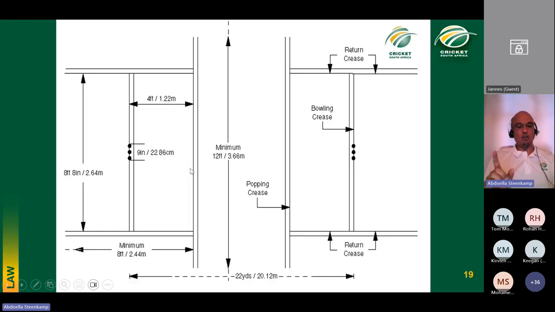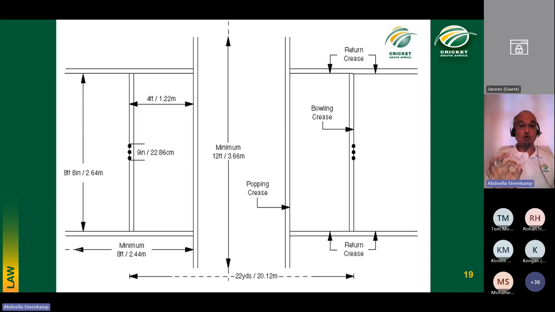Before I go on to law nine, another tip that I'm giving you in the exam, please take note of the arrows. The arrows are going to guide you on the length that they're looking for in the creases. So just to confirm again, the length of the popping crease, the minimum length is 3.66 meters. Bowling crease, exact length is 2.64. Return creases, minimum length, 2.44 meters.